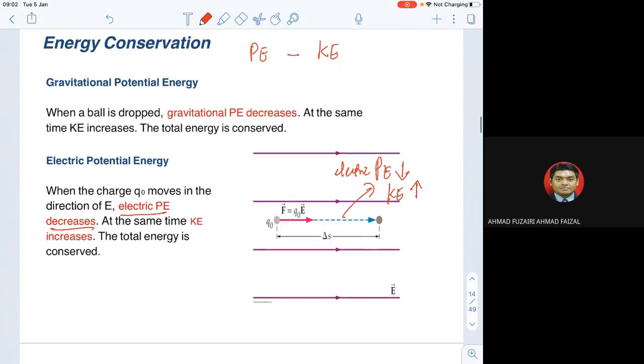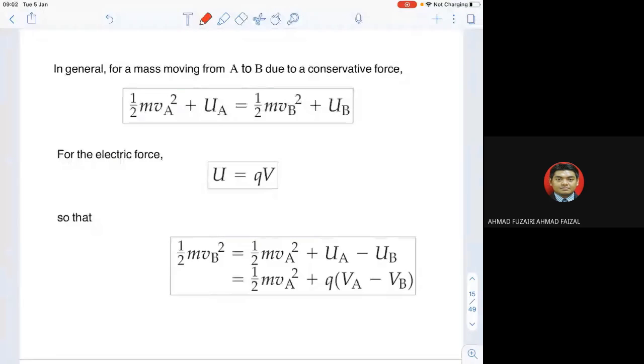In general, for a mass moving from A to B due to a conservative force, we have half m v_A squared, which is the kinetic energy. And U_A is the potential energy, specifically the electric potential energy. On the right side, it is equivalent to half m v_B squared plus U_B. So this part is also PE plus KE.